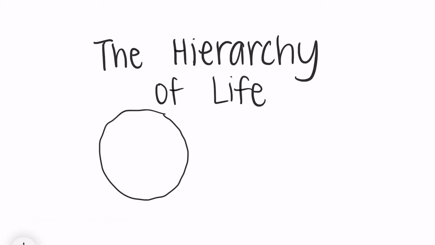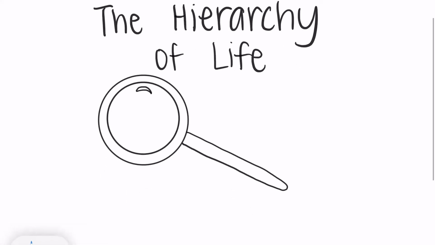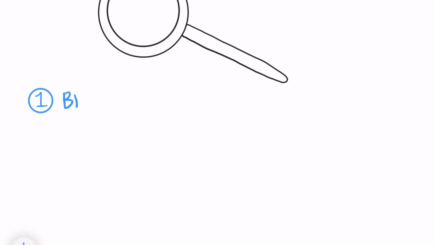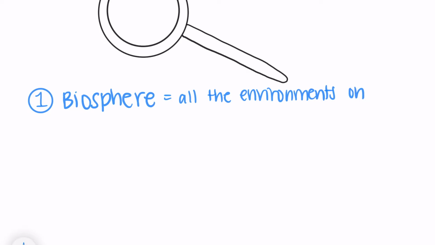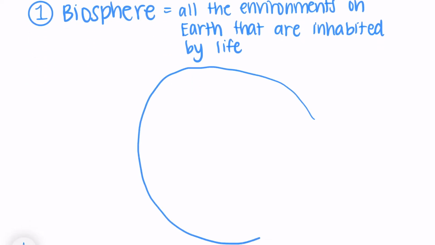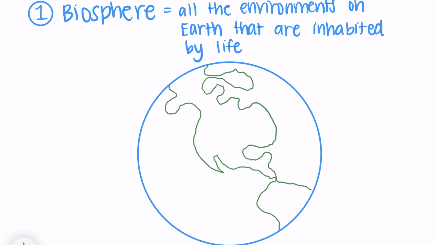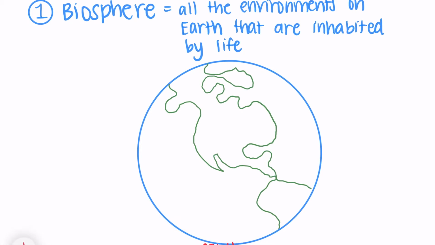Welcome to my channel. Today we will be exploring the hierarchy of life. Let's pretend we have a giant magnifying glass as we explore each level. First, we start off in space, looking at the Earth. This level is called the biosphere, and it's made up of all of the environments on Earth that are inhabited by life. The biosphere includes the land and the water on our globe.